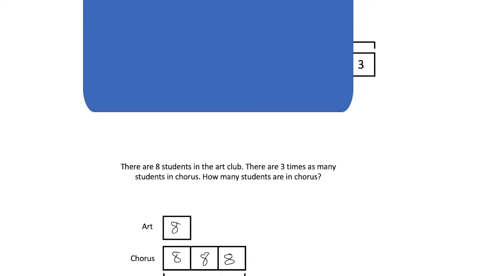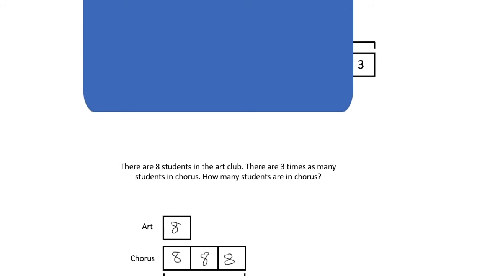Well, when we're writing out our equation, we're going to write what we know again. Our problem says that there are 3 times as many students as are in art club. So 3 times 8, because we know that there are 8 students in art club. 3 times 8 equals our unknown. Well, instead of our unknown, now we can go ahead and solve how many students are in chorus. Well, this is where our basic facts come into play. Do we know what 3 times 8 is? We should. It's 24.